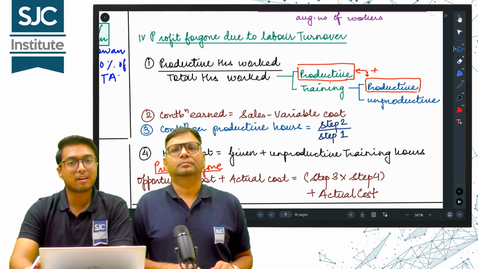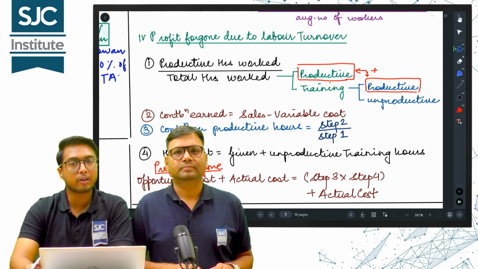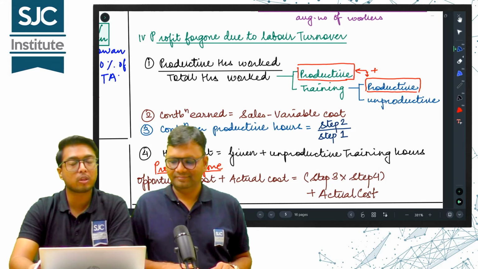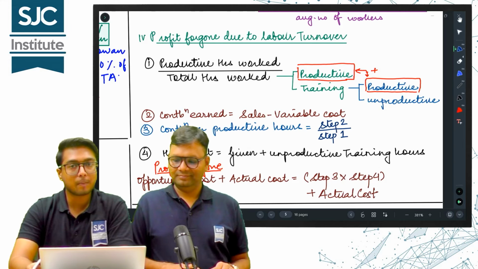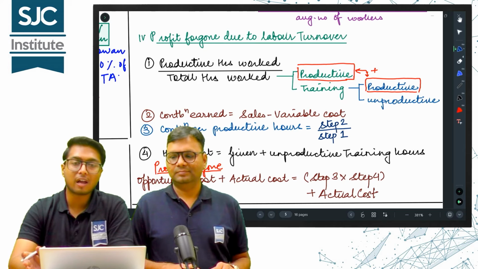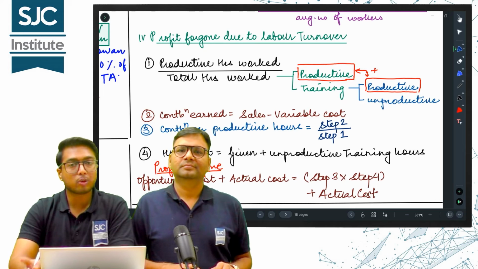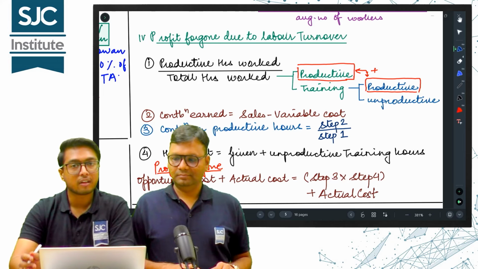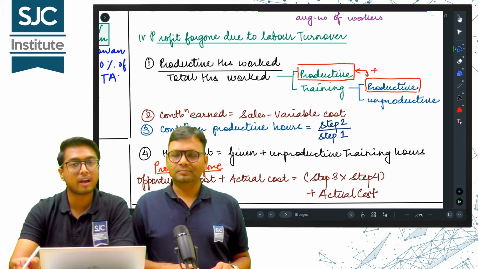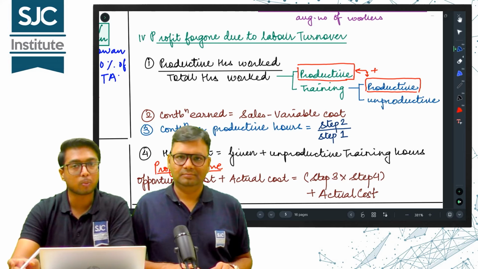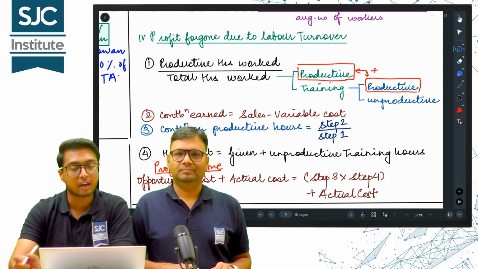So now let's learn how to compute the profit foregone due to labor turnover. So basically there are 4 steps to compute the profit foregone. The first step is to calculate the total productive hours. Out of the total hours worked, there are 2 types of hours. First one is the productive hour and second is the training hour. The training hour is further subdivided into 2 categories, the productive training hour and unproductive training hour. So the productive hours is equal to productive hour plus productive training hour.